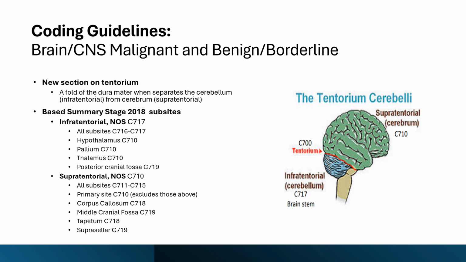The tentorium separates the cerebellum from the cerebrum. The infratentorial region are those below the tentorium, and the supratentorial regions are those above the tentorium. Noted on the slide as well as in the guidelines are the subsites for each region as noted in the Summary Stage 2018 manual. So the red dividing line, that is the tentorium. Anything above that line is supratentorial. Anything below that is infratentorial.